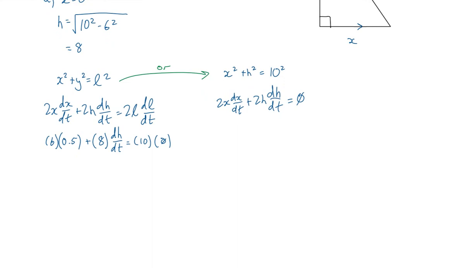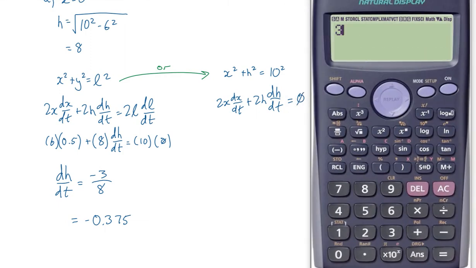Okay. So now I am going to isolate for dh by dt. And notice that 6 times 0.5 is 3. Move it to the other side, I end up with negative 3. Divide by 8, and I get negative 3 over 8, which is negative 0.375 as a decimal. I believe that's an exact decimal, right? 3 divided by 8.